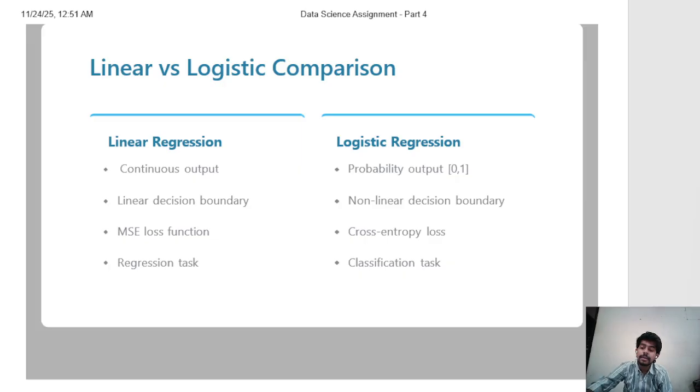Linear regression minimizes the mean squared error. Logistic regression minimizes cross entropy loss. Linear regression solves regression tasks, predicting continuous values. Logistic regression solves classification tasks, predicting discrete classes. Both are fundamental algorithms, but they are designed for different types of problems.